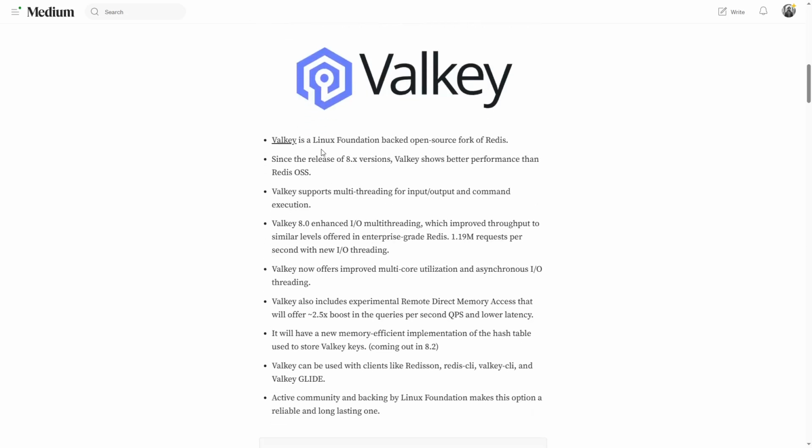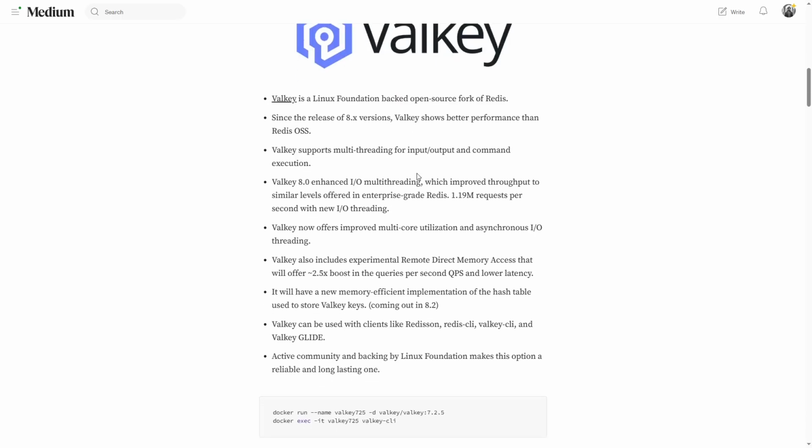Valkey is a Linux Foundation backed open source fork of Redis, a compatible solution whose APIs are compatible with Redis OSS, but it only has compatibility up to a certain version. Newer versions will not have that compatibility. It is available in AWS and major cloud providers as an alternative to Redis. It has certain improvements, like it supports multi-threading for input and output command execution. It has enhanced I/O multi-threading.